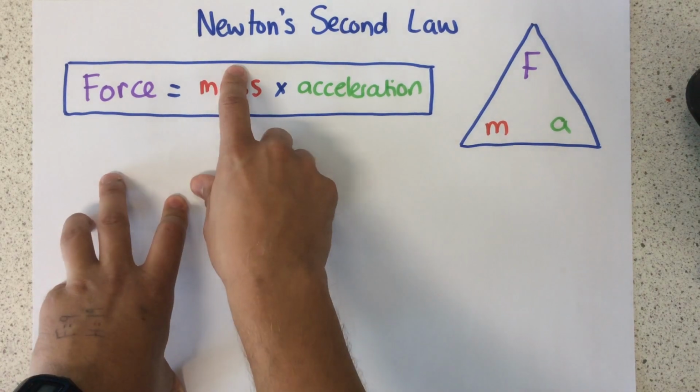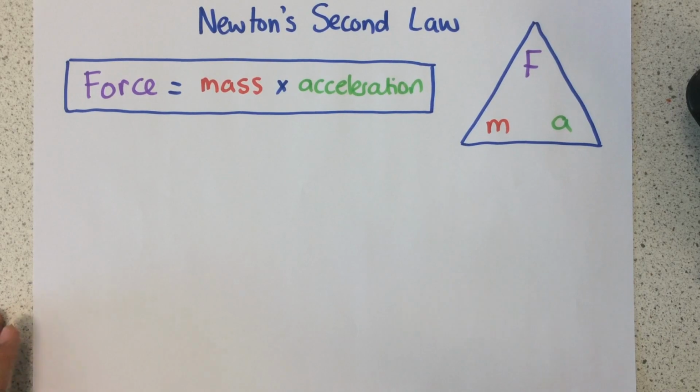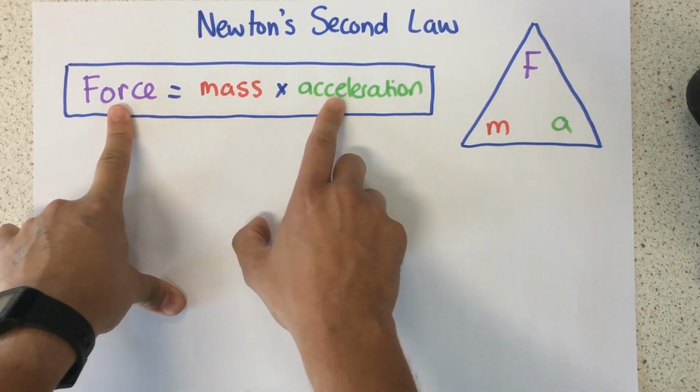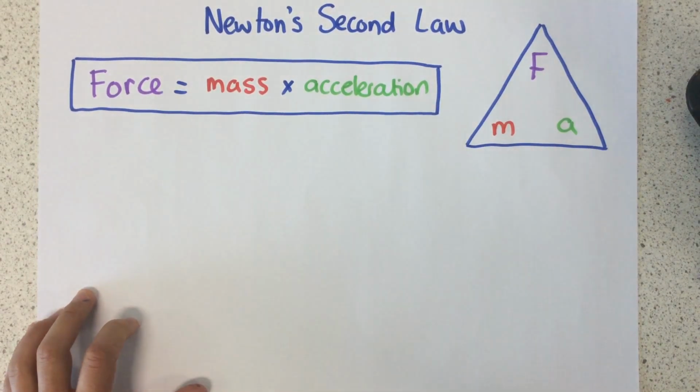Okay, today I'm going to talk to you about Newton's second law. So this is just a law that Isaac Newton used to show the relationship between force, mass and acceleration. It's summed up nicely by force equals mass times acceleration.